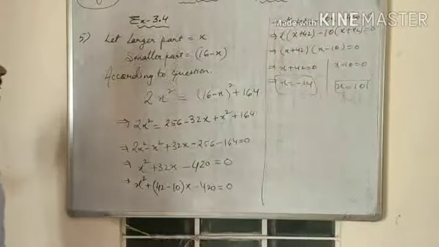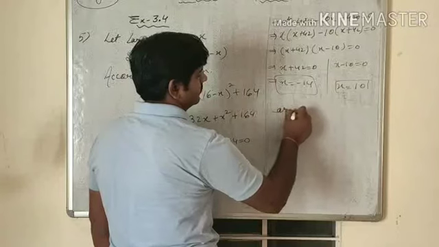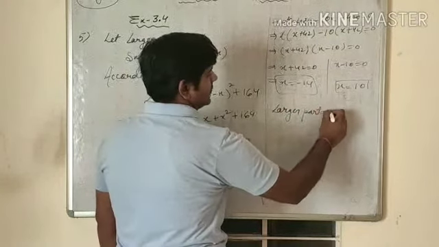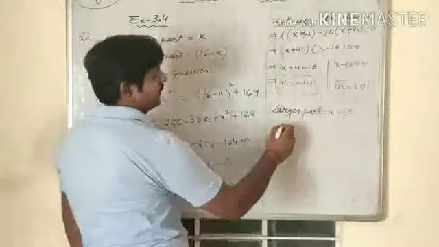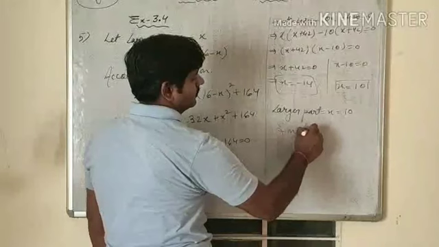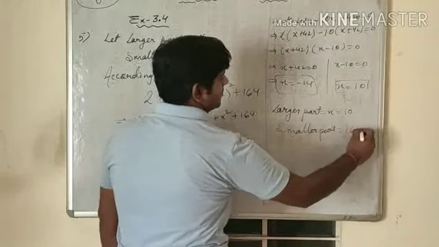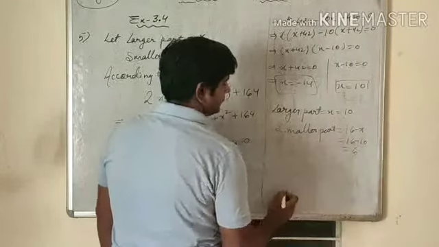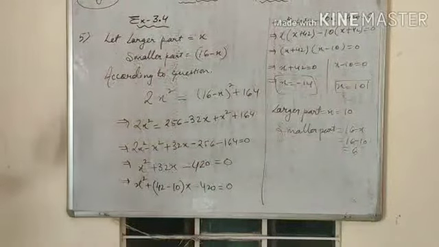So our larger part, which was x, is 10, and the smaller part we can find out, which is 16 minus x. So 16 minus 10 becomes 6. These are the answers. Please write down. This exercise is over now.